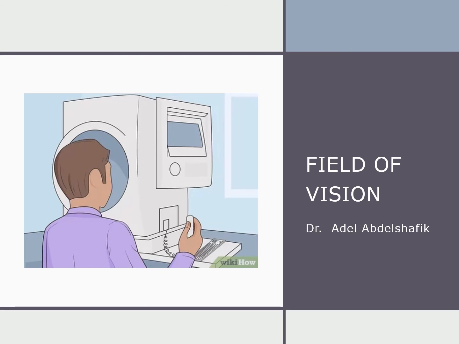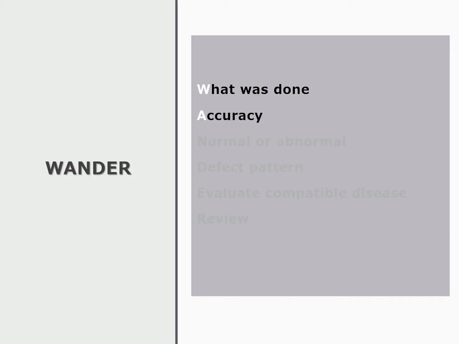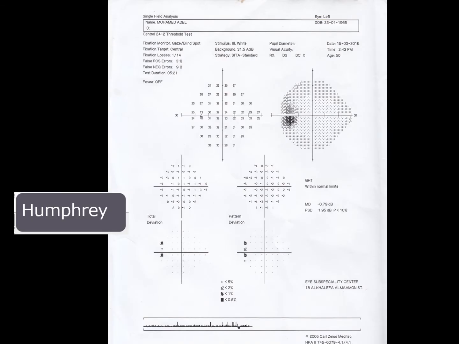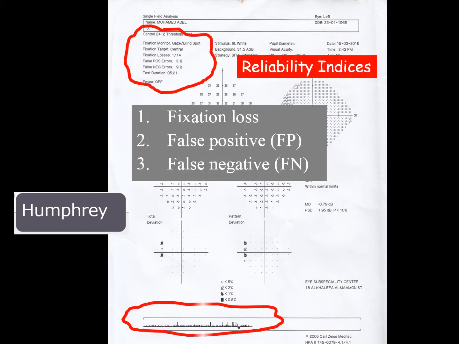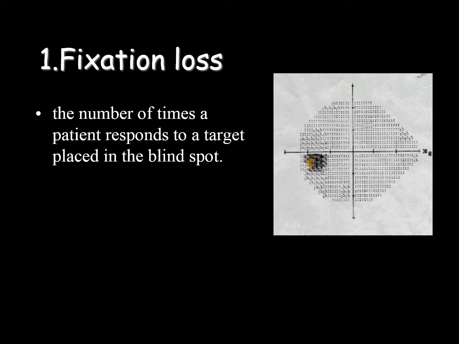This is an updated version of the lecture on field of vision. Now we come to the accuracy. In the Humphrey, here we have fixation losses, false positive, false negative, and gaze tracker.